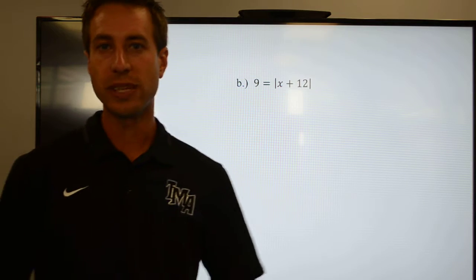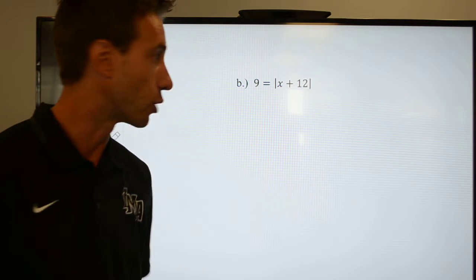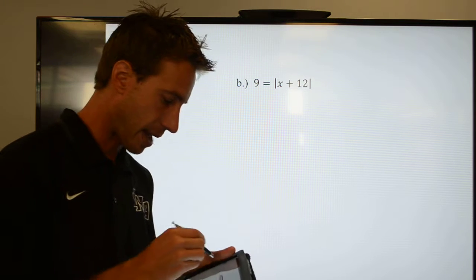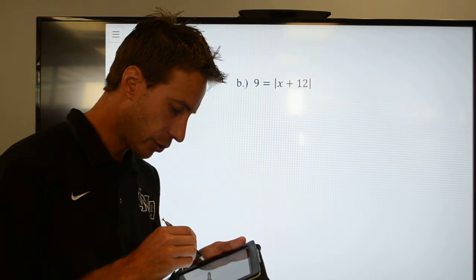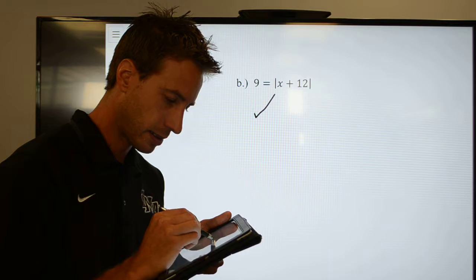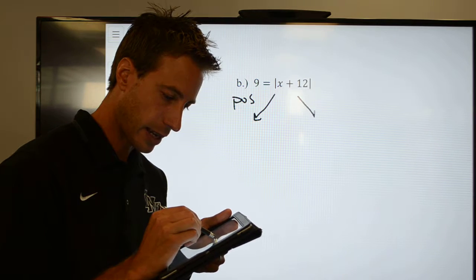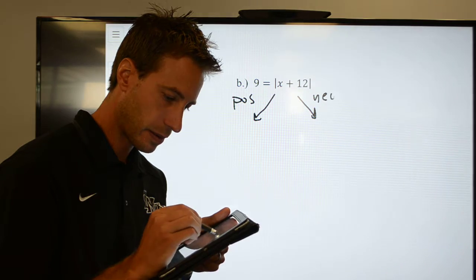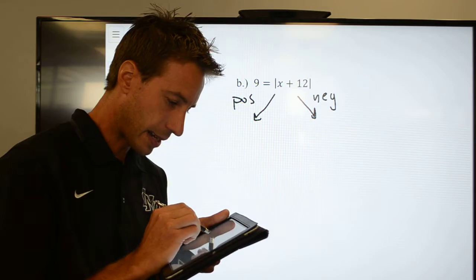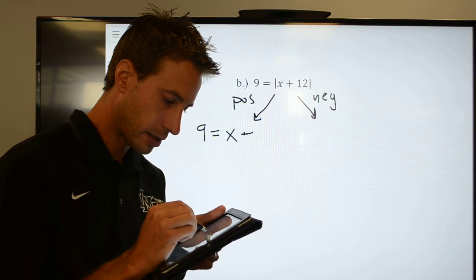Here we go. We're going to do the exact same thing for this one. It's an absolute value, so we'll need to solve two equations. Now, you know what? We don't need the separate colors. We got this. Here's the positive. Here's the negative. Let's go. 9 is equal to x plus 12.